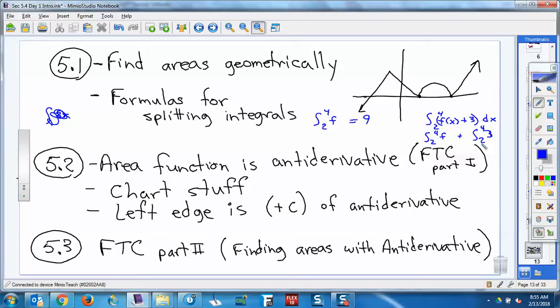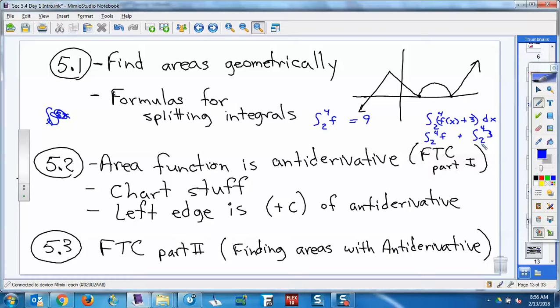Or you can think of that as the f graph shifted up 3, which adds how much area? A 3 by 2 strip. Remember that? You take the f graph, which has an area of 9, you shift it up 3, and you've now added a 3 by 2 strip underneath it, which is 6. 9 plus 6 is 15, right?